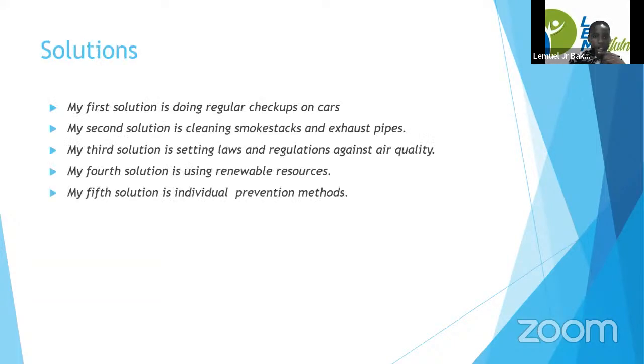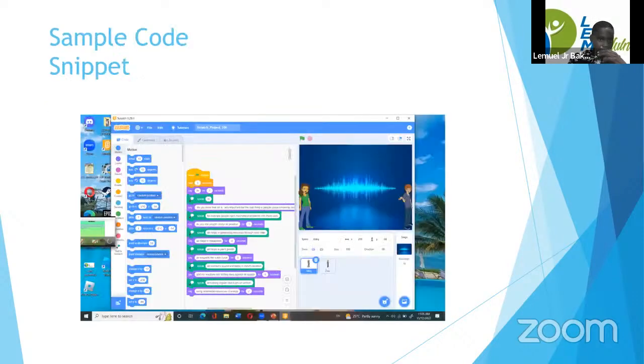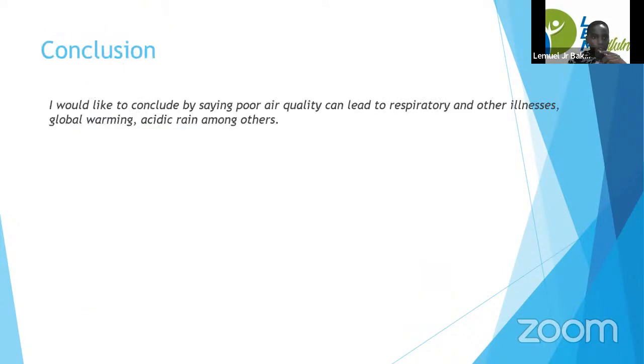My solutions are doing regular checkups on cars, cleaning smokestacks and exit pipes, setting laws and regulations against air quality, using renewable resources and individual prevention methods. This is my code snippet. And my conclusion is, I would like to conclude by saying poor air quality can lead to respiratory and other illnesses, global warming, acidic rain, among others.